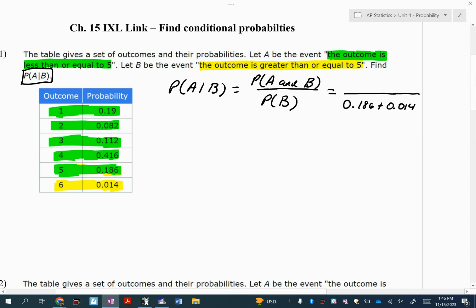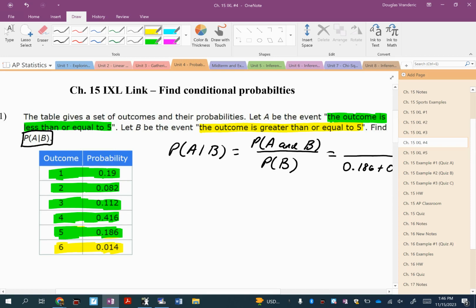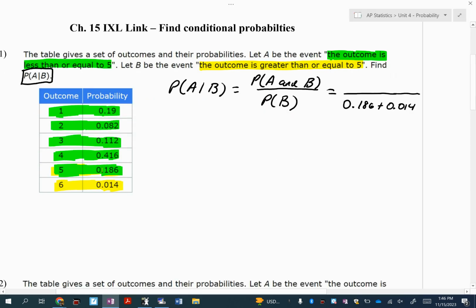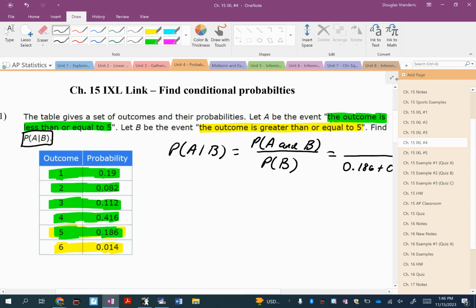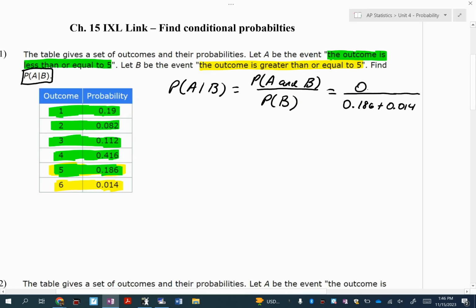Again, backwards. Oh, man. Because I should have used yellow on top of it. Does that work? Anyway, I was trying to show you that one of them is both. Do you see which one where it happens where it's both yellow and green? And that's the 5. So that's the only one that's both. So that's the only one that gets to go into the numerator. So the numerator is 0.186.